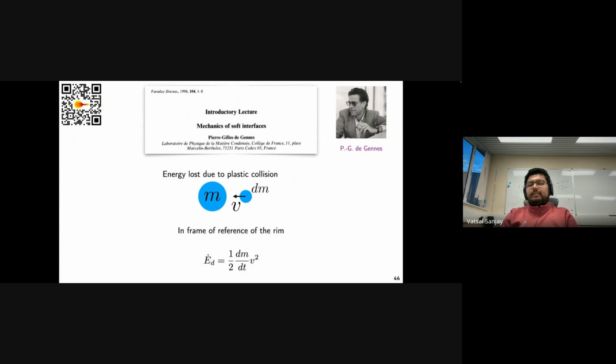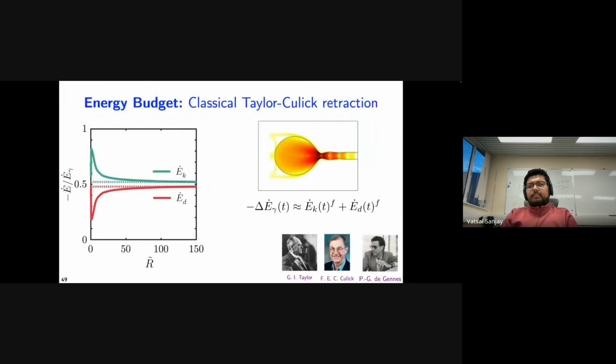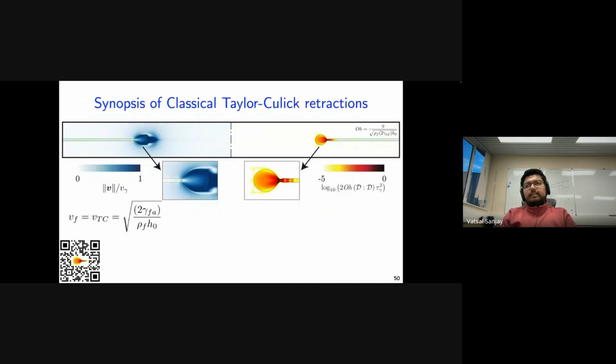And essentially what is happening here is that we are losing the kinetic energy from these fluid parcels coming in from the film and hitting the blob over there. And as a result, we get a viscous dissipation rate, which is half dm/dt v squared, which coincidentally is identical to the rate of increase of kinetic energy in the system. So in fact, we see here in the simulations that the rate of increase of kinetic energy is almost identical to the rate of viscous dissipation in the system, which are both given by this expression, half dm/dt v squared. And as a result, in this problem of classical Taylor-Culick retraction, the tip goes to a constant velocity, which is given by this expression over there.